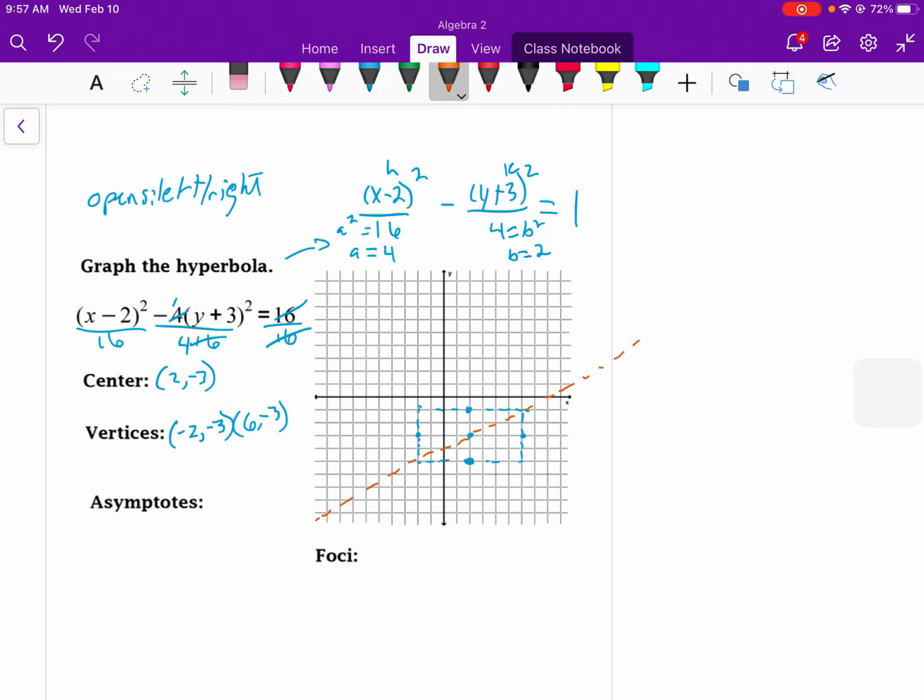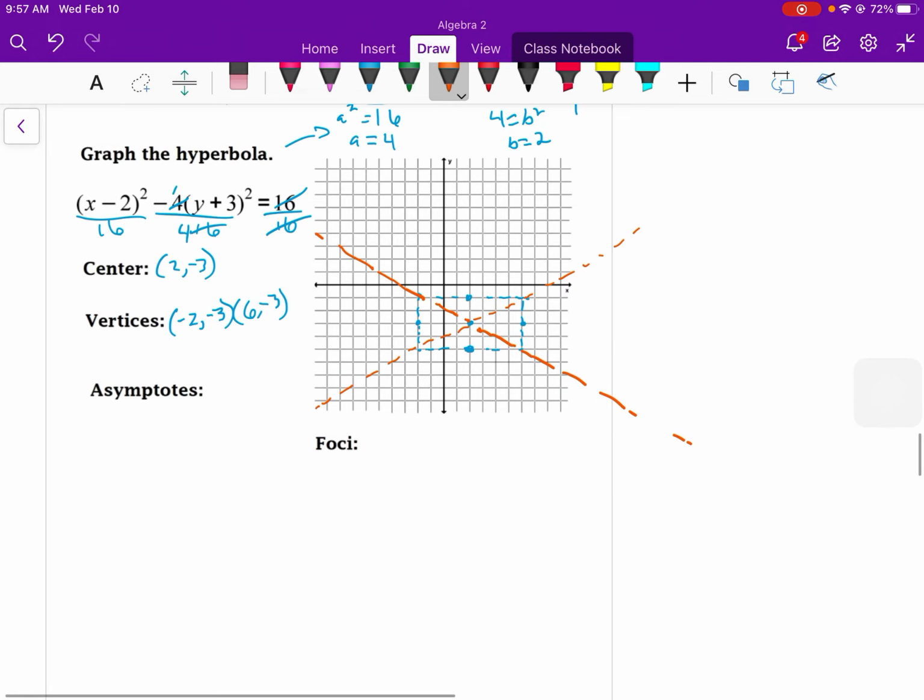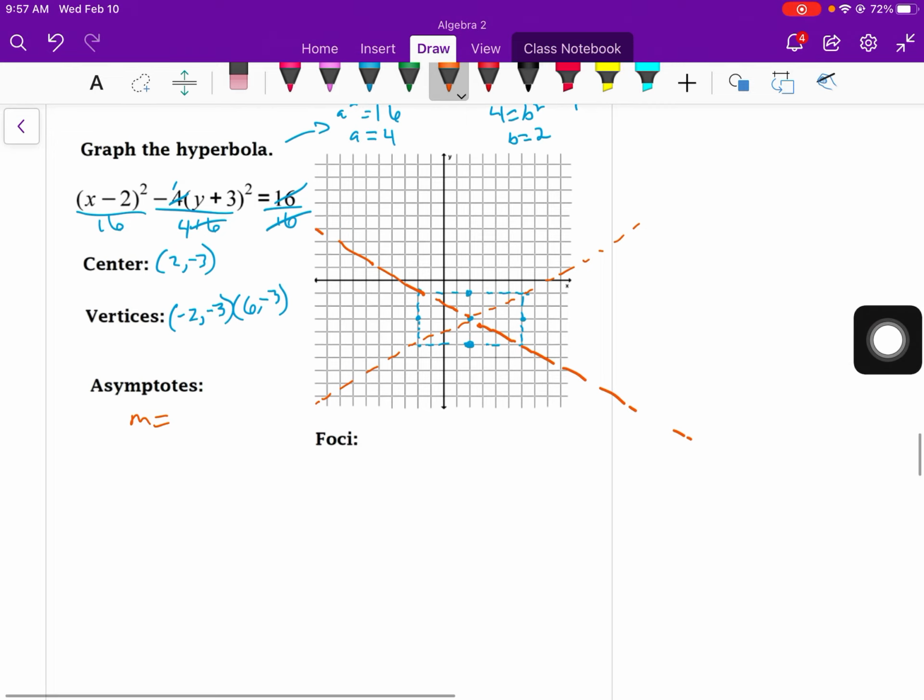So the asymptotes go through the center and then through the diagonals of the box. I like to do the slope next. Our slope is going to be plus 2 over 4 and minus 2 over 4 for the rise and run. So plus and minus 2 over 4, which we can simplify to plus or minus one half.